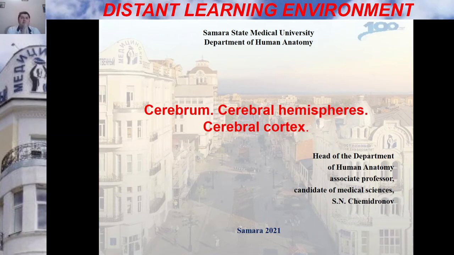Today we'll talk about the brain, the telencephalon or end brain. In detail, we'll talk about the cortex, the surfaces, the ventricles, and also the hidden gray matter which is called nuclei, basal ganglia.